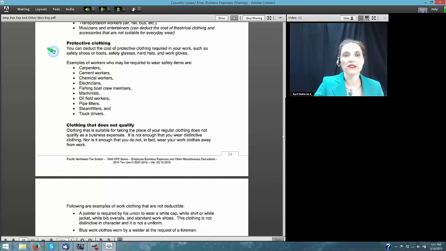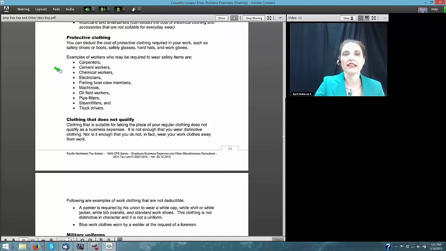Protective clothing, you can deduct the cost of protective clothing required in your work, such as safety shoes or boots, safety glasses, hard hats, and work gloves. And examples of workers who might be required to wear safety items include carpenters, cement workers, chemical workers, electricians, fishing boat crew members, machinists, oil field workers, pipe fitters, steam fitters, and truck drivers.